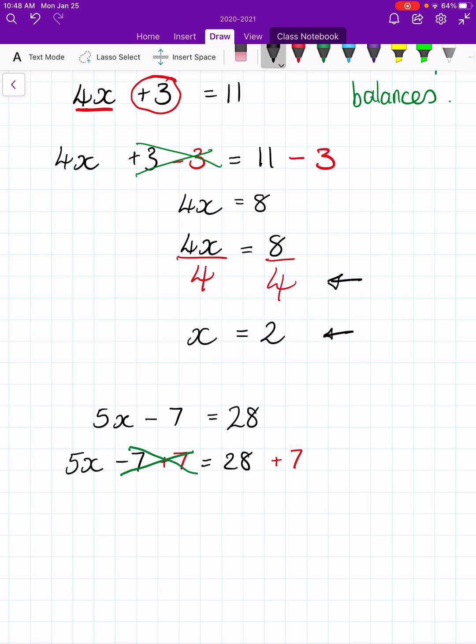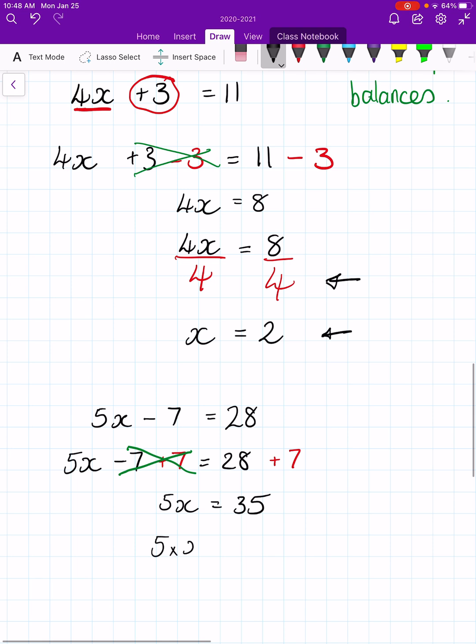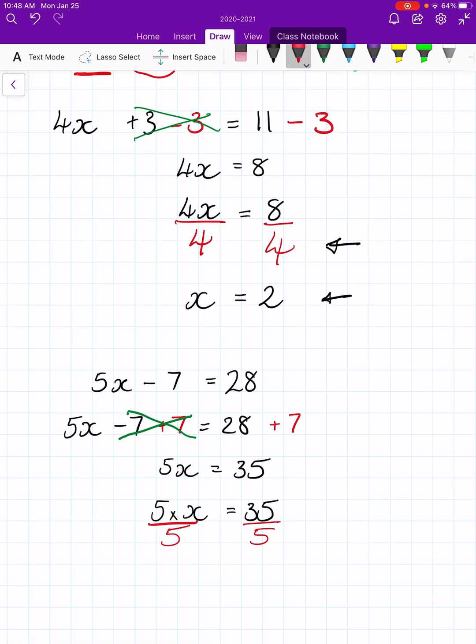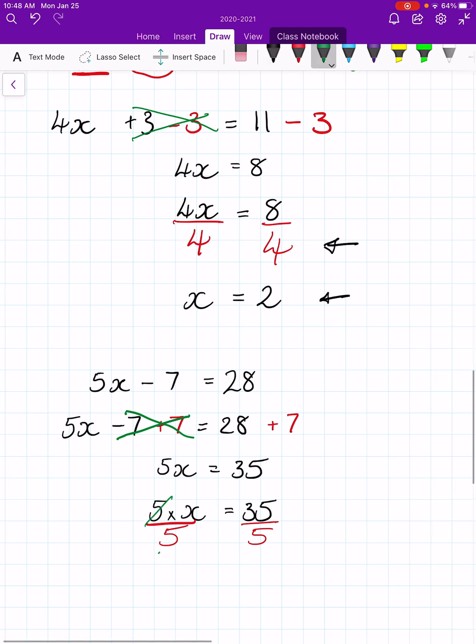And then I can work out the rest, so I'm left with 5x here. 28 plus 7 is 35. What this equation is saying is 5 times a number is equal to 35. And the opposite of multiplying is to divide. So I divide one side by 5, I've got to divide the other side by 5. 5 divided by 5 cancels, and then I'm left with x, and 35 divided by 5 is 7. So we get the answer of 7.